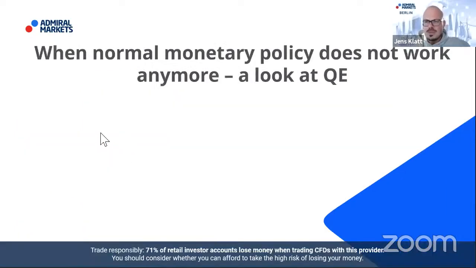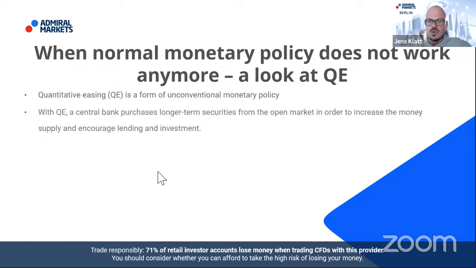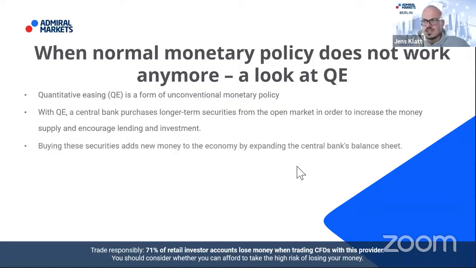So now let's have a look at the first question: when normal monetary policy does not work anymore, we want to look at quantitative easing, QE, the short version. It's a form of unconventional monetary policy, a technique where central banks buy longer-term securities from the open market in order to increase the money supply and encourage lending and investment. That's what's behind quantitative easing.